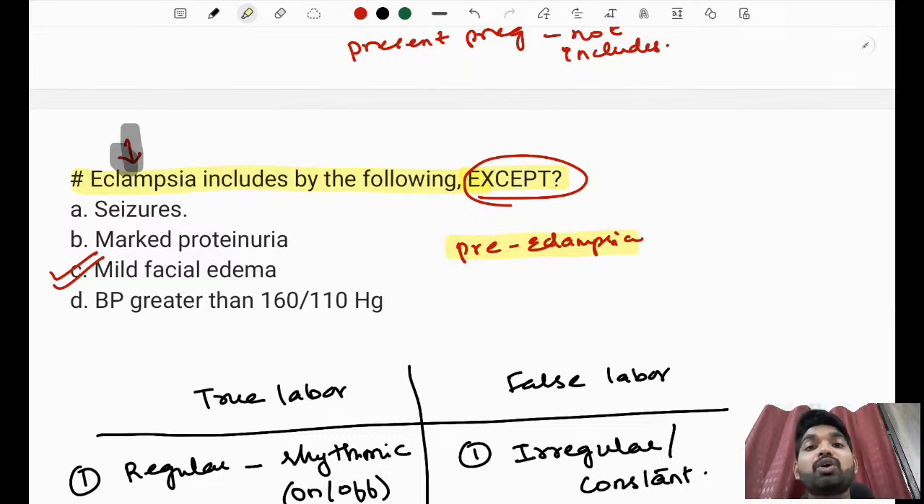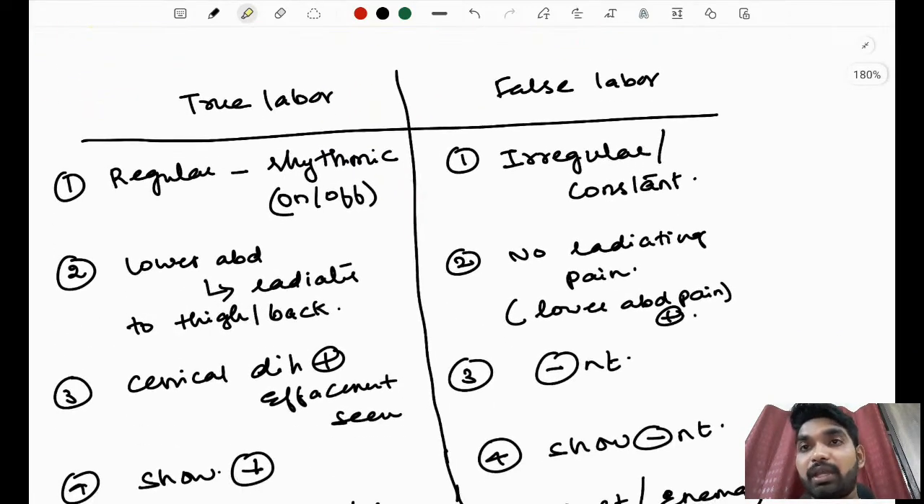So in eclampsia, you are going to see seizures. Yes, obviously marked proteinuria, that's an end organ damage symptom; it is automatically involved in pre-eclampsia. Yes, BP will be greater than 160 by 110 mm of Hg. The one which we didn't discuss is mild facial edema, right? Mild facial edema is the wrong option here. Option C is right, as you people said. Okay.